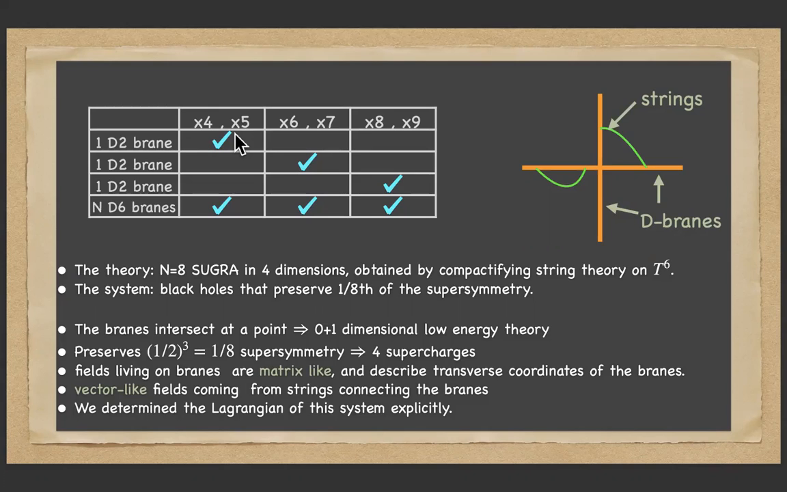So the low energy theory would be a 0 plus 1 dimensional theory. This is not the most popular case. Typically, in microstate counting in string theory, people come up with descriptions that are 1 plus 1 dimensional CFTs. This is not like that. It's a bit different.